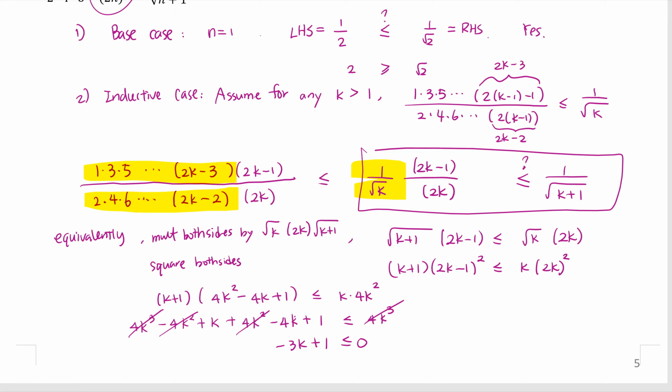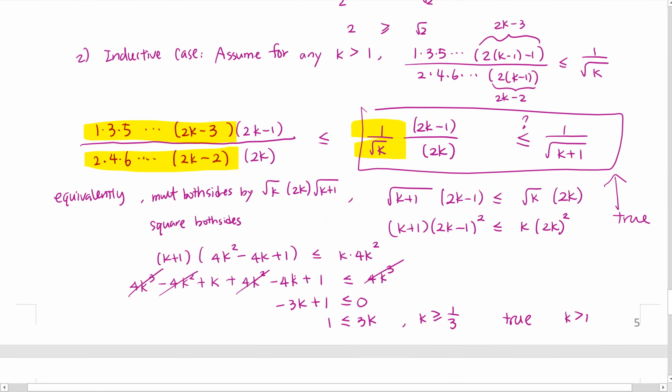What does that mean? We can add 3k to both sides. We get 1 less than or equal to 3k. Then dividing both sides by 3, k is greater than or equal to 1/3. Well, this is true because our k is greater than 1, so of course it's greater than or equal to 1/3. Because this is true, all the previous inequalities hold because they are all equivalent. That's why this is true. Our statement k is true. Then we say by induction.